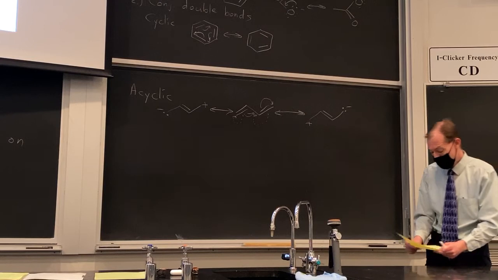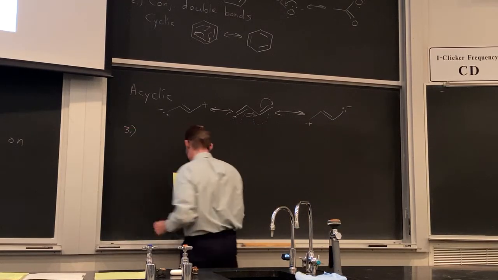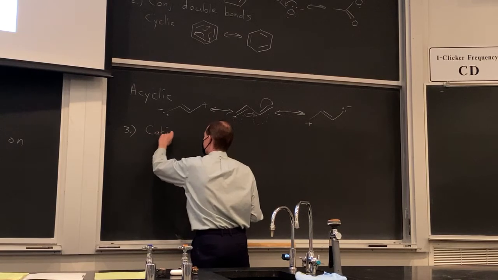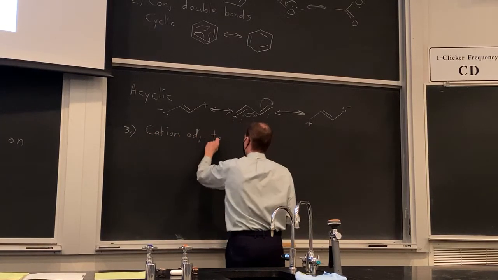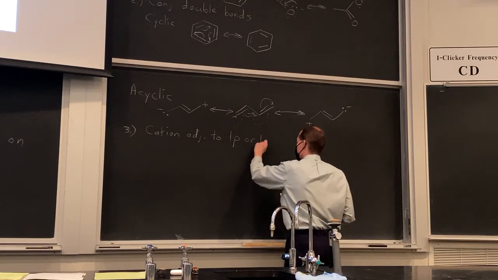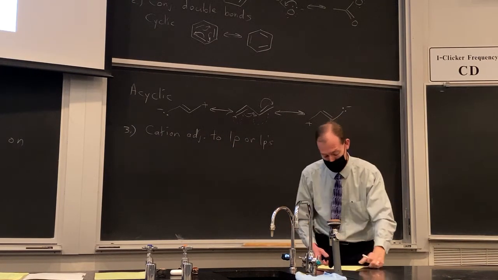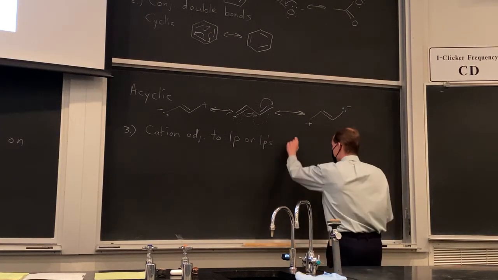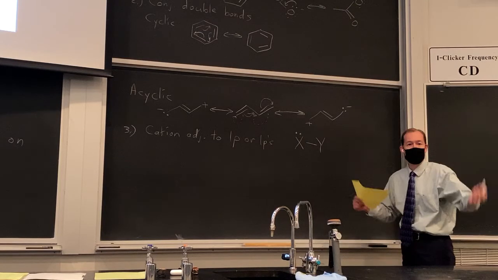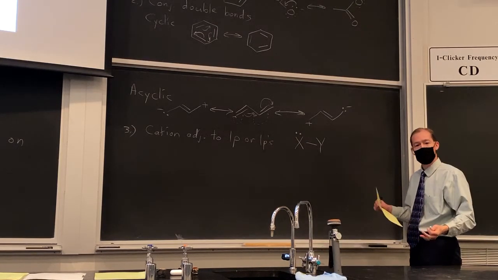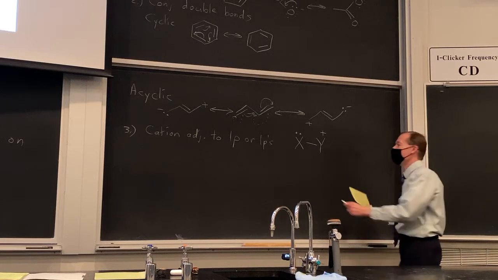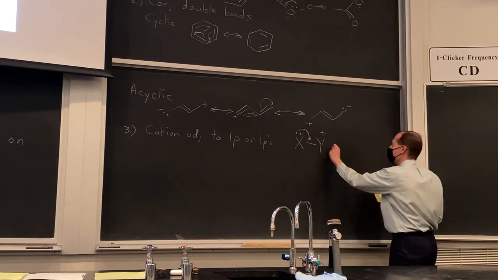Okay? A third type of system where we have resonance is when we have a cation adjacent to a lone pair, or usually, sometimes it's more than one lone pair, but it's only one lone pair that participates in the resonance. So if we have a molecule like this, there's at least one lone pair on X, so that's either going to be an oxygen, a nitrogen, or a halogen in most cases. We have a positive charge on Y. Then we can convert the lone pair into a pi bond.